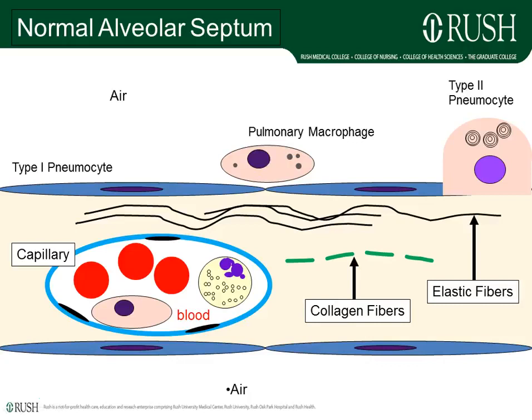So the very flattened cells are called type 1 pneumocytes, and the rounded cells that make up part of this wall are called type 2 pneumocytes. The third cell here that's not forming part of the wall, it's just kind of skating along the surface here, is a pulmonary macrophage, also called a dust cell. These live in the lungs, in the alveoli, and they skate along the surface of the alveoli and gobble up particulate matter, pathogens, anything that doesn't really belong there.